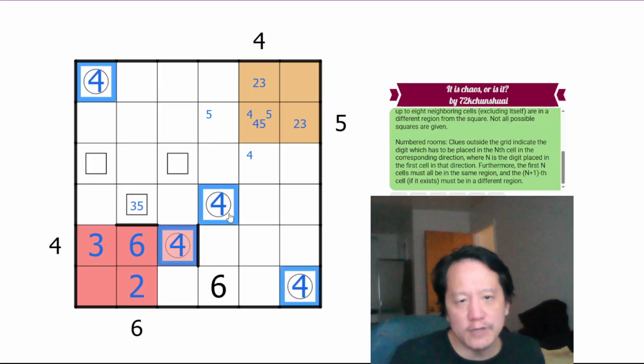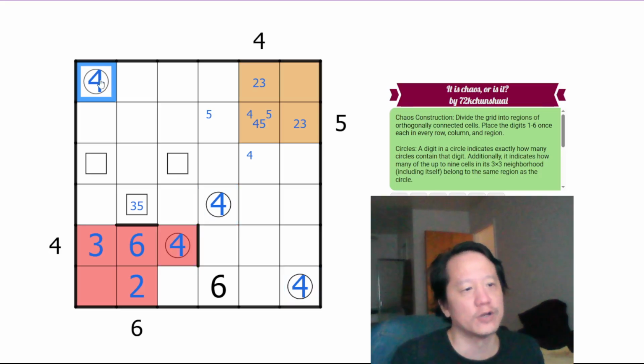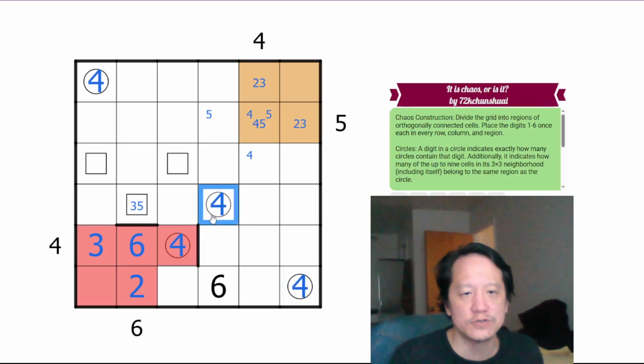And the reason why we knew all these were 4 was because the circles indicate exactly how many circles contain the digit. Well, we have 4 circles and there's a 4 here, so that means there must be 4 fours in circles, which means these are all 4.